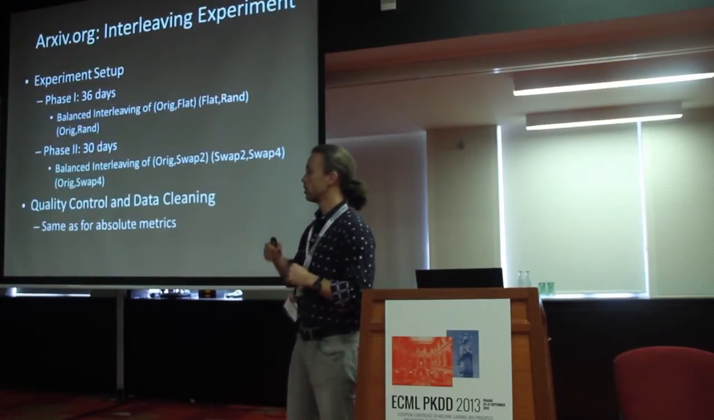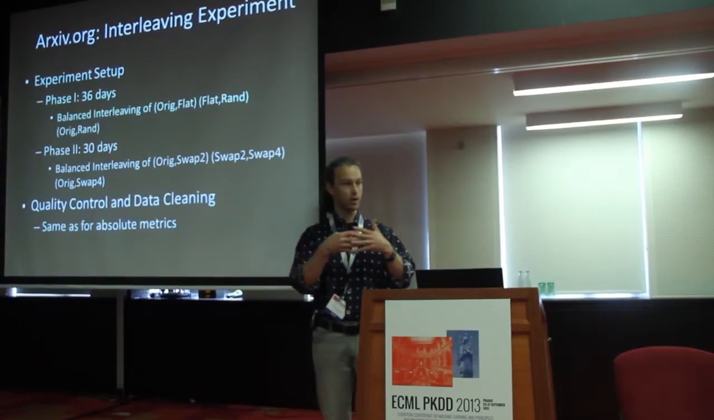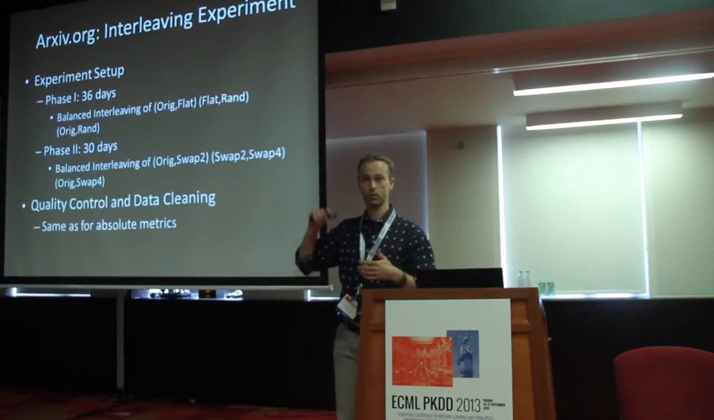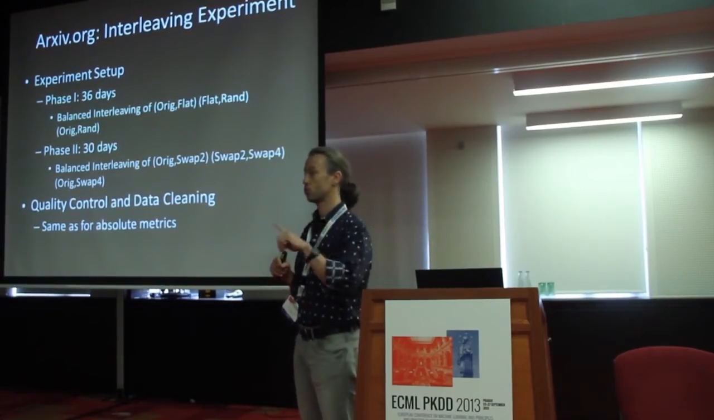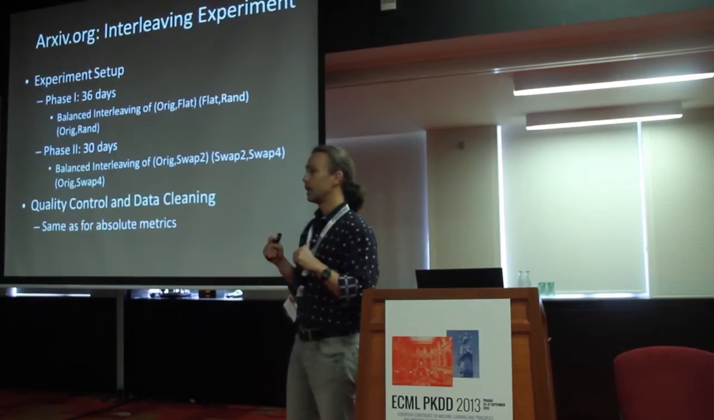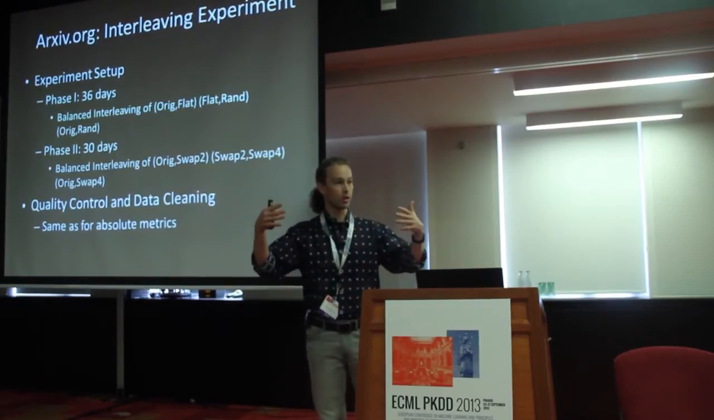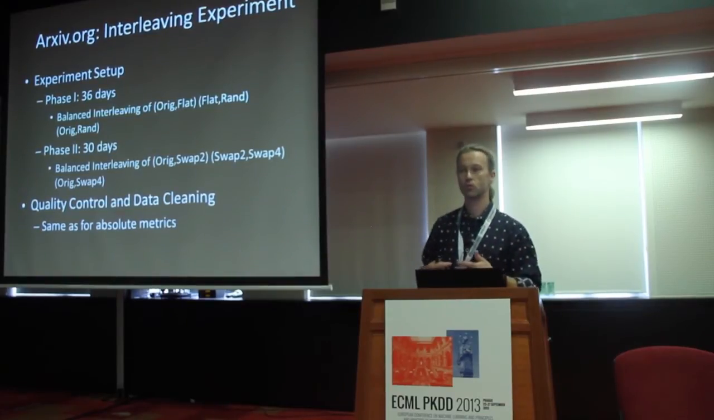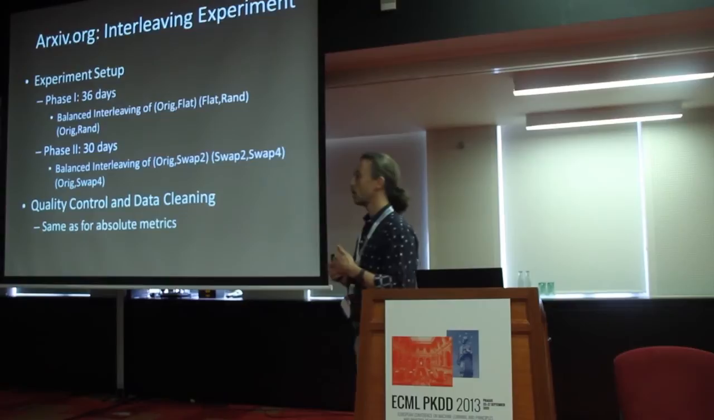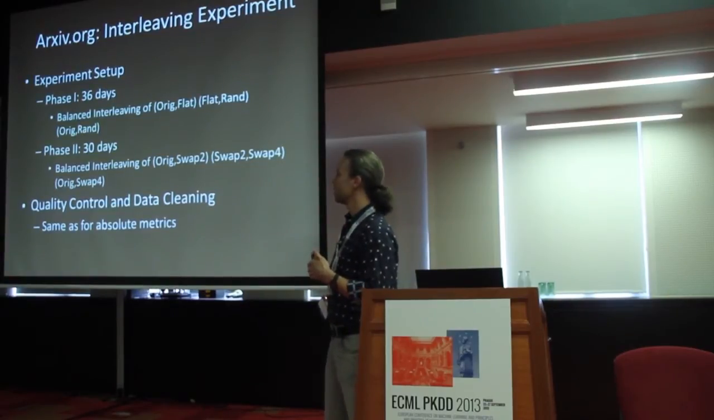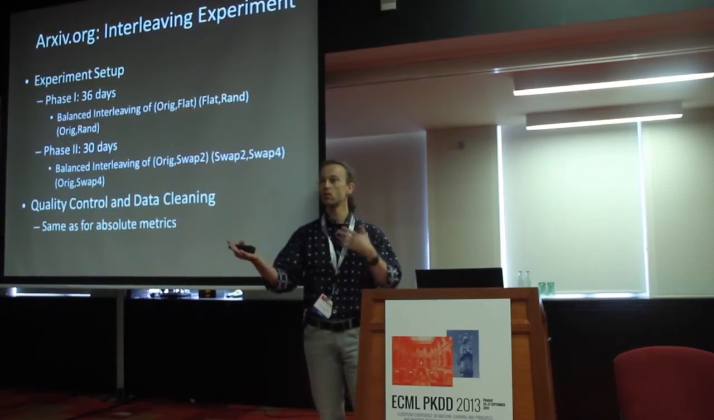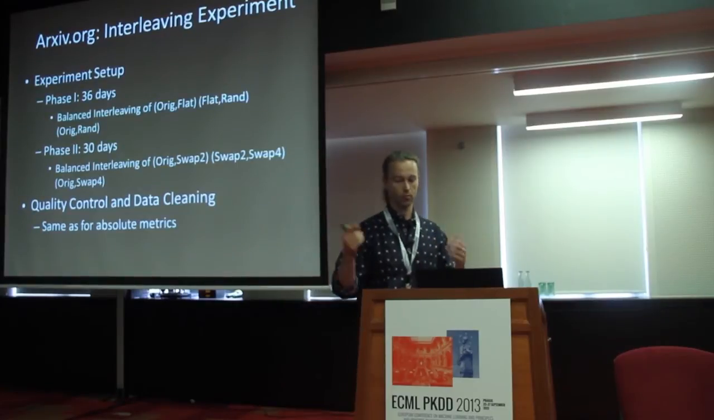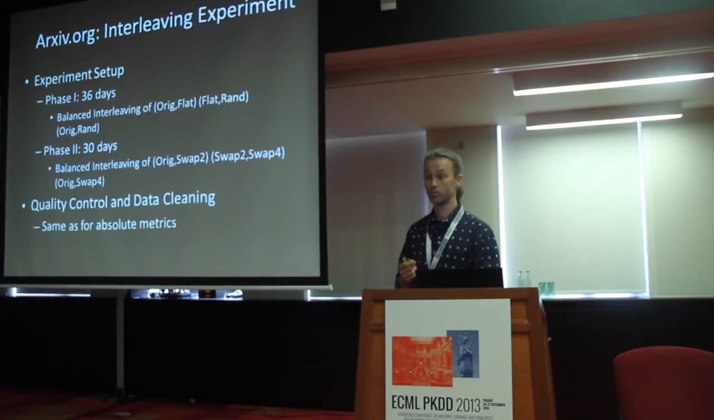So what we did was we took all the different pairs of ranking functions from our triplets, original is better than SMART 2, SMART 4, and the other triplet, and fielded them on arXiv. We interleaved each of these pairs. A certain bucket of users got to see these interleavings, then we looked at the win-loss ratio for our arXiv search engine.